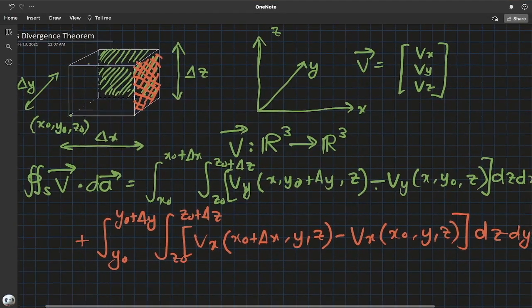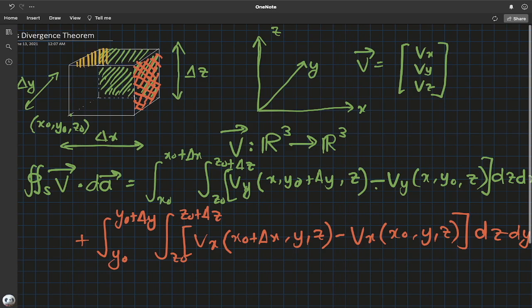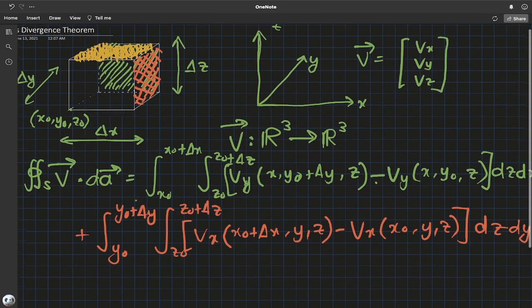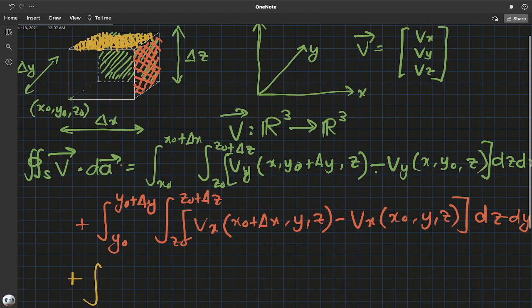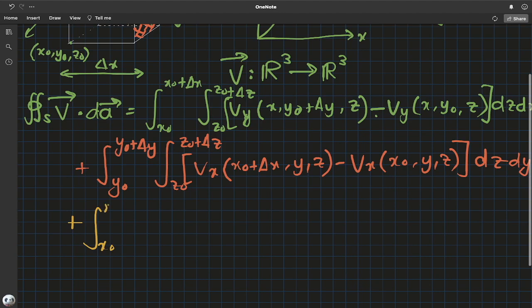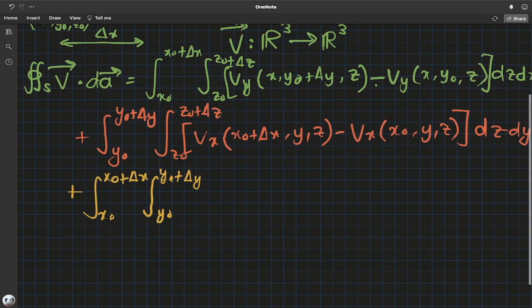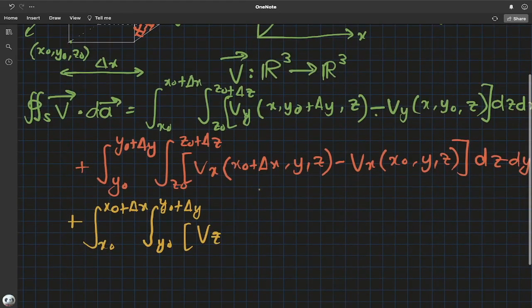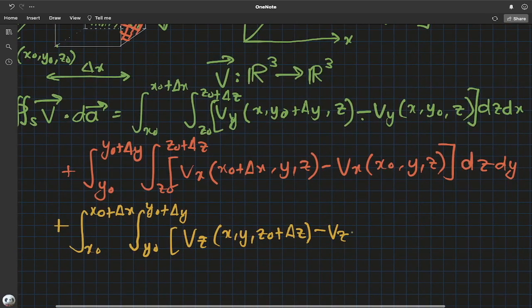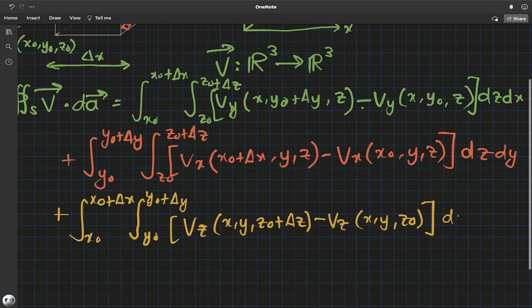Okay, time to move on to the top and bottom faces. So let's consider the top face. Since it's purely in the xy plane, our limits are from x0 to x0 plus delta x, and y0 to y0 plus delta y, and vz, because the area vector will be in the z direction, so dotted with the vector field v, we have a vz component, at x, y, z0 plus delta z, similar to the cases before, minus for the negative area vector, vz at x, y, z0, dy dx.